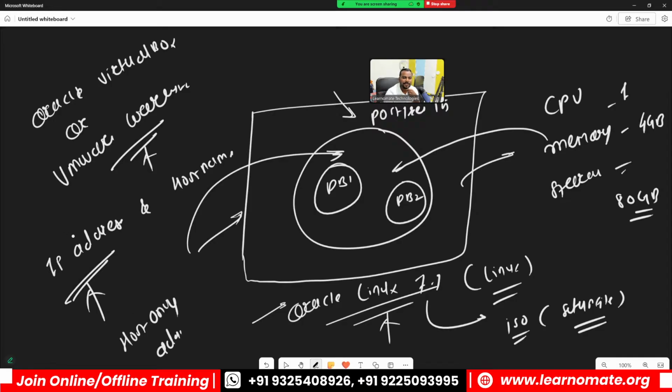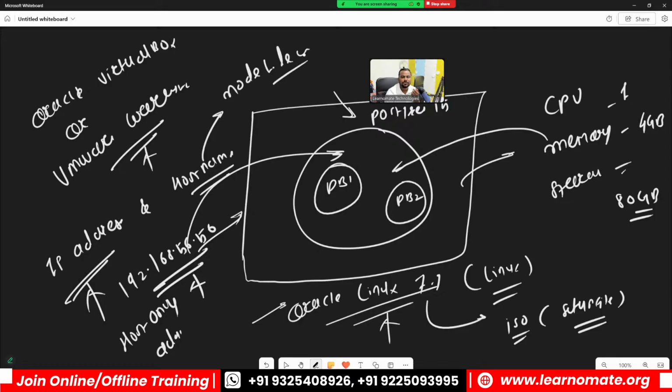So what will be the IP address of my machine? I'll give the IP address of my machine as 192.168.56.50. This I'll give in tomorrow's class, or maybe today also if possible. And what is the host name? The host name of my machine is node1.learnmate.org. So I can connect to the server by using the IP, and I can also connect by using the name.